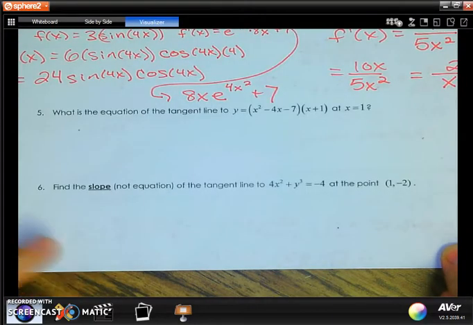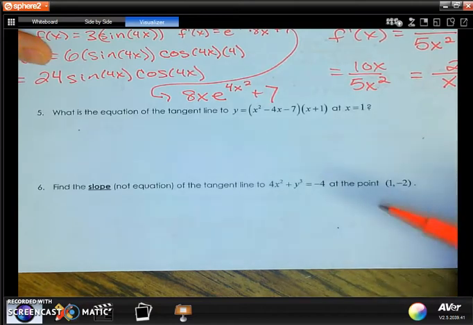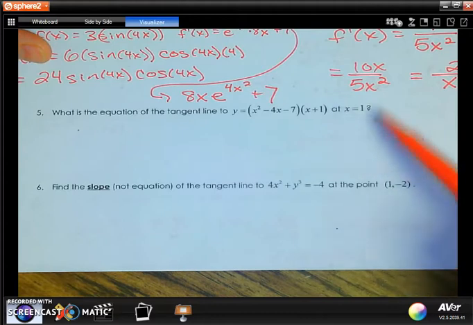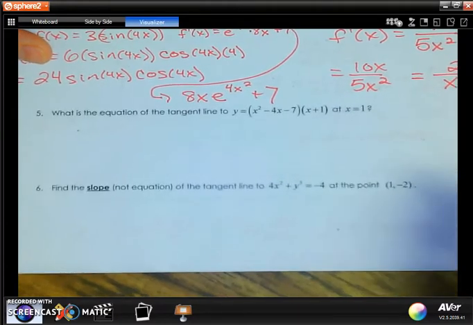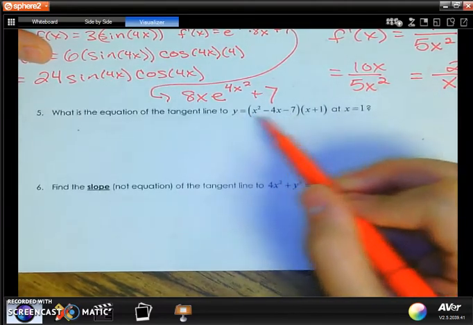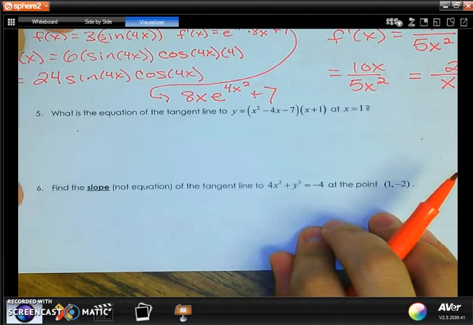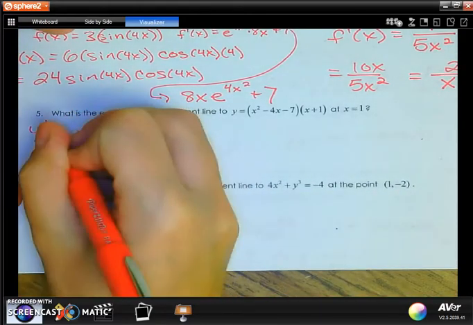Okay, in number 5, we are writing the equation of the tangent line. So whenever you see equation of the tangent line, you should be thinking take a derivative, you plug in the x value given, and then you're going to use point slope formula. So for this derivative, think of this as your first, and this is your second. So when you're doing product rule, okay, so I'm going to take a derivative.